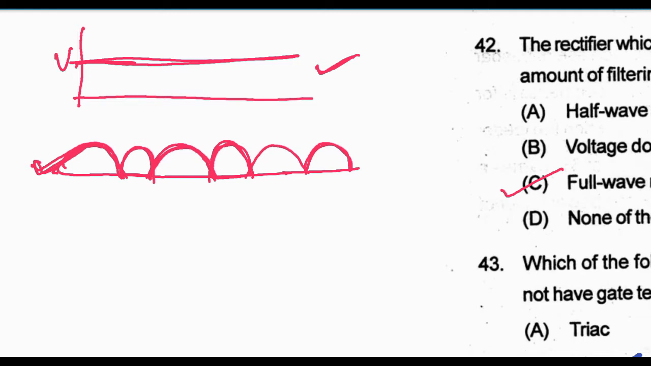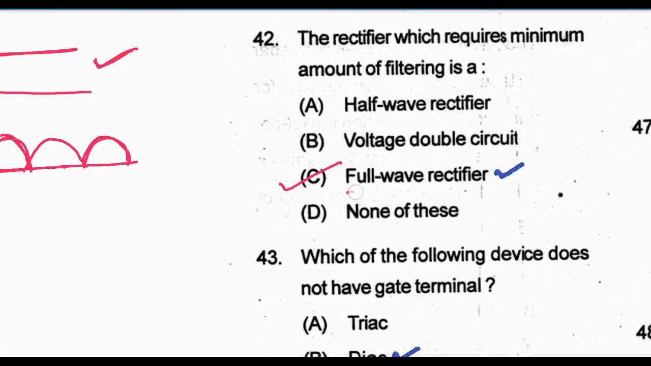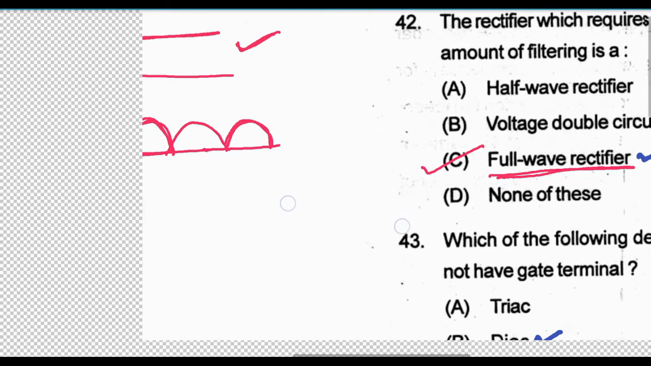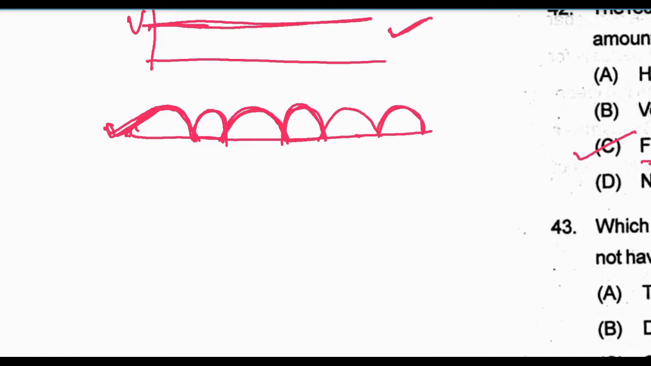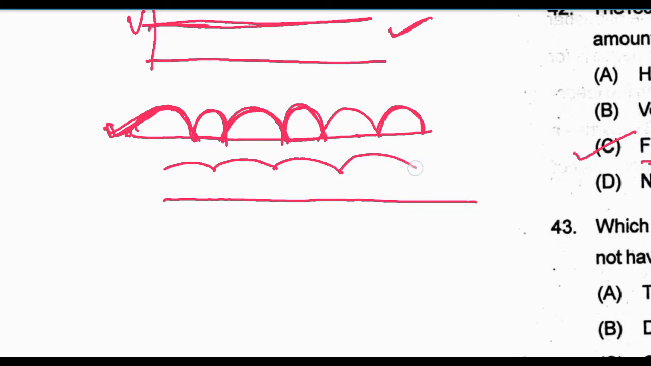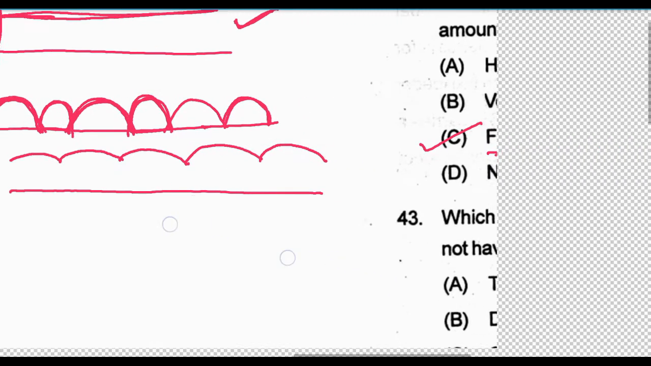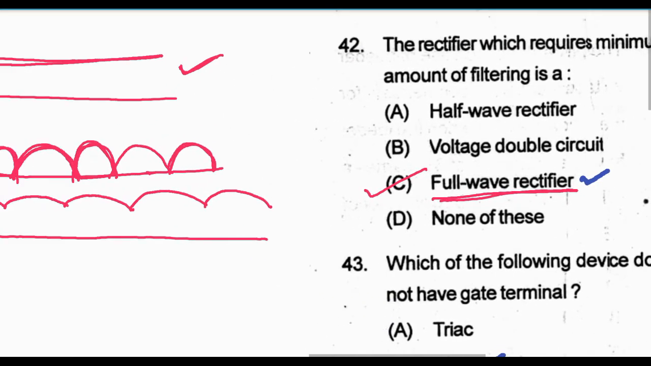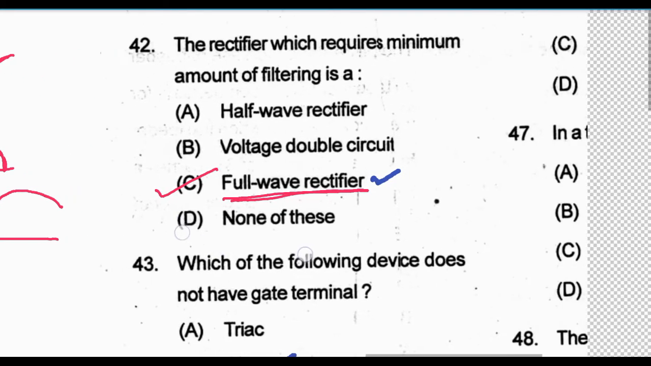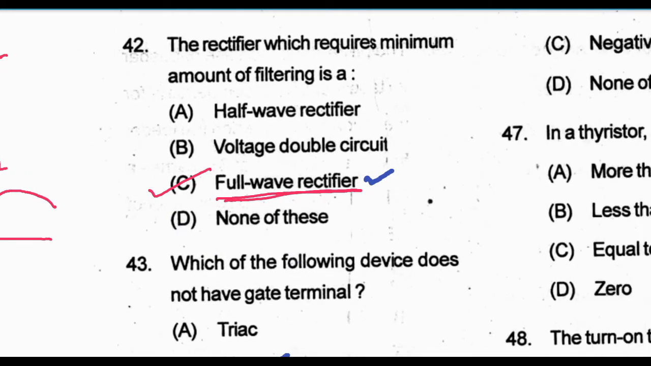So the full wave rectifier will require the minimum amount of filtering. If this wave is more DC, just like this, then in case of three phase or multi-phase rectifiers, it will require less filtering, or less filtering circuit requirement.